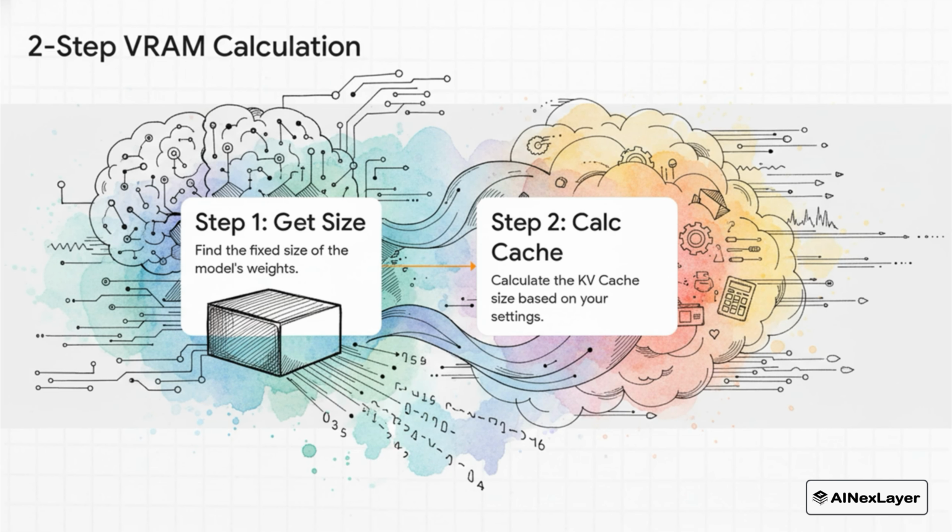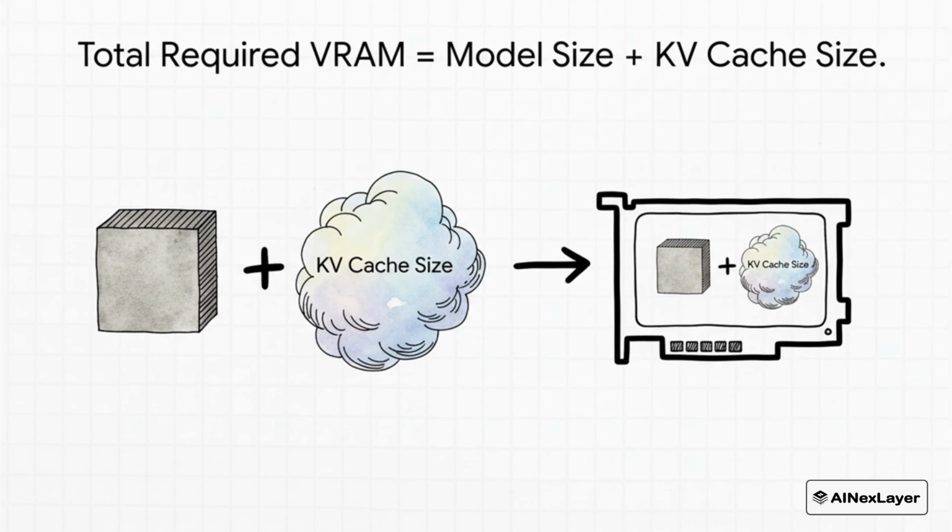Seriously? The whole process is just two simple steps. First, we just look at the fixed size of the model's weights. Easy. Second, we figure out the size of that variable KV cache, which is based on the parameters we're going to run it with. Which brings us to this incredibly simple formula. Your total VRAM needed is just the model's size plus the KV cache's size. That's it. It really is that direct.